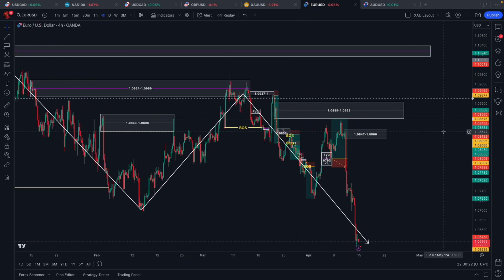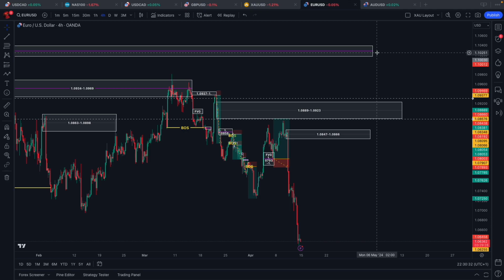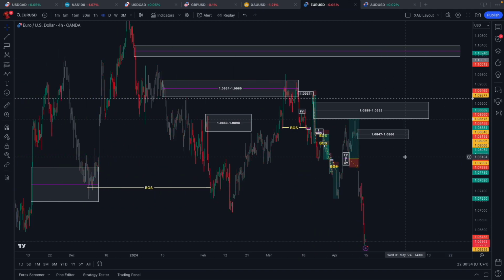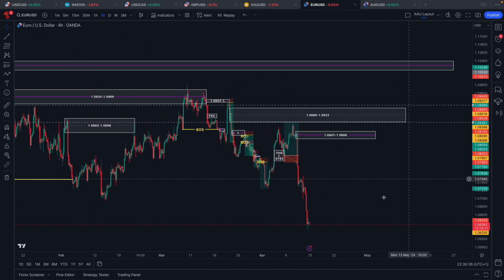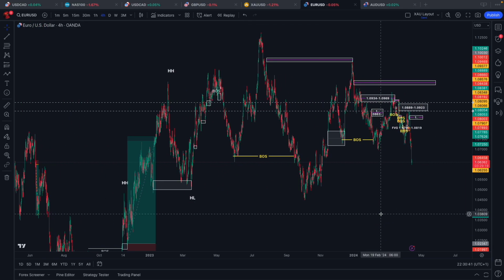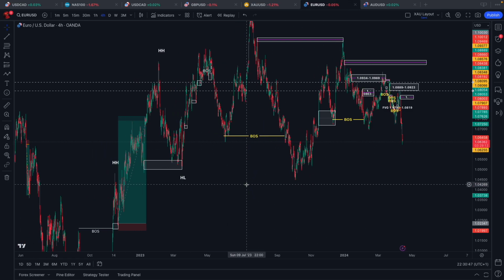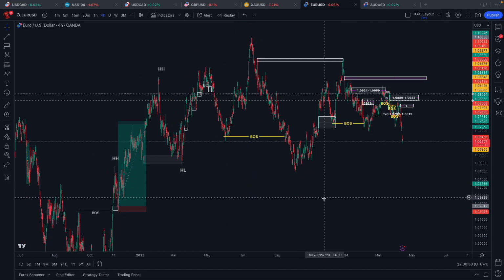I want to see price trade back up to correct itself for the second time, to trade us into one of three areas that I've got marked out here, to give us the ability to get involved in shorts. I feel this is a market that's going to be trading us short for some time, due to the fact that we've had multiple breaks of structure to the downside to suggest a higher time frame reversal to the downside.